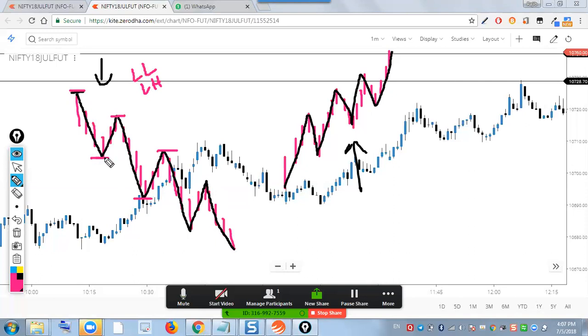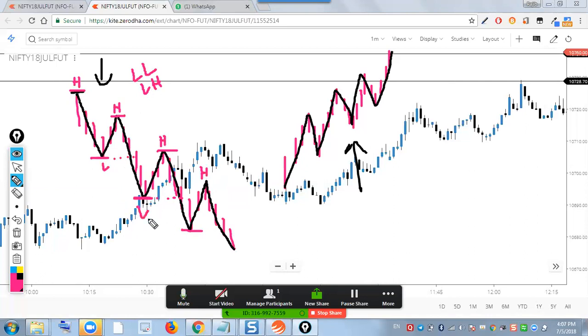This is the first low in the market. The price breaks this low and makes a new low here. And then again, price breaks this low and makes a new low. And every time price gives you a bounce back from this low, it makes a high here, which is lower than the previous high, isn't it? So it's a lower high, and next lower high, and next lower high.